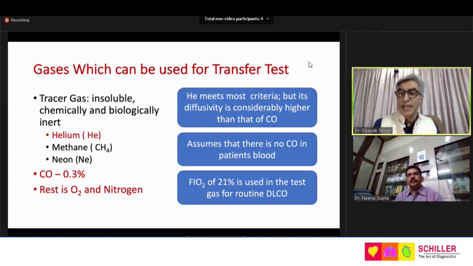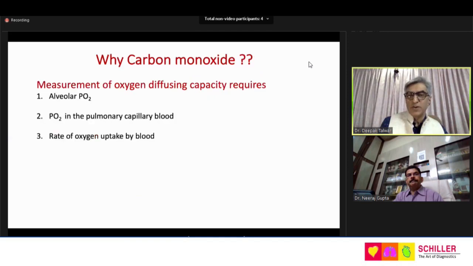So helium definitely meets most of the criteria, but its diffusivity is considered to be higher than that of carbon monoxide. We are using two things here, carbon monoxide as well as helium. Helium is primarily for the volume, and carbon monoxide is for the transfer from the air into the blood. So basically we are going to look into both the components, the volume as well as the membrane component. So that's why two gases compositions need to be analyzed, and we use helium as well as carbon monoxide. And as I told you, carbon monoxide is the one which we standardly used, but methane instead of helium can also be used. FiO2 is like 21%, which I already said.